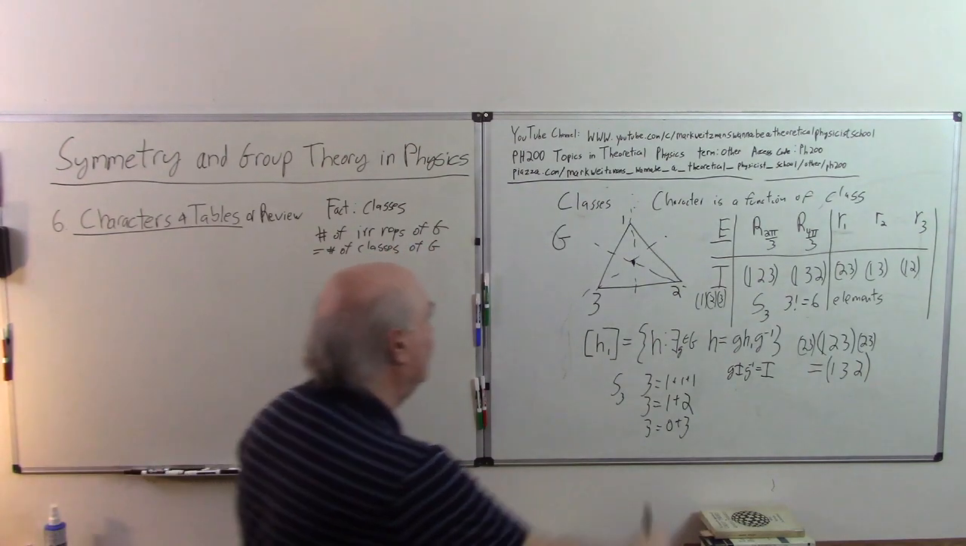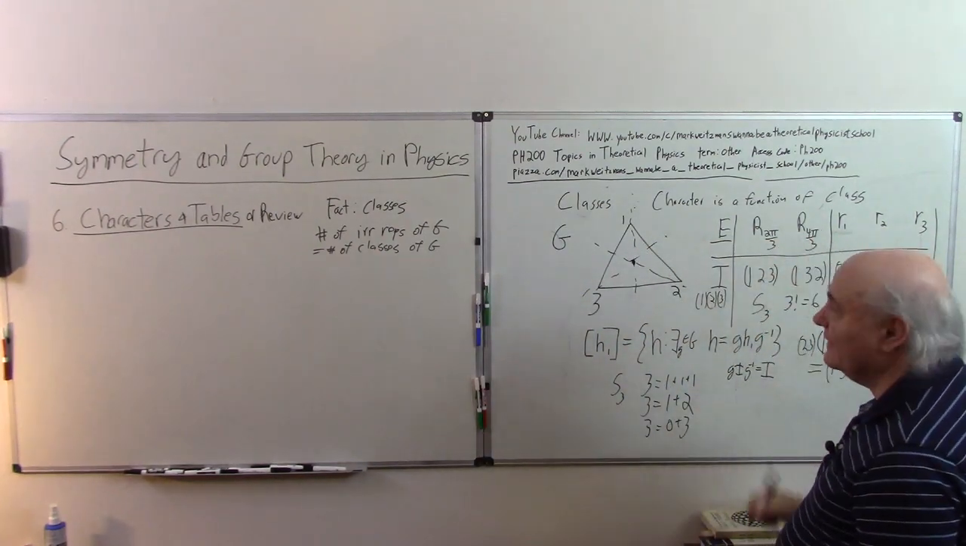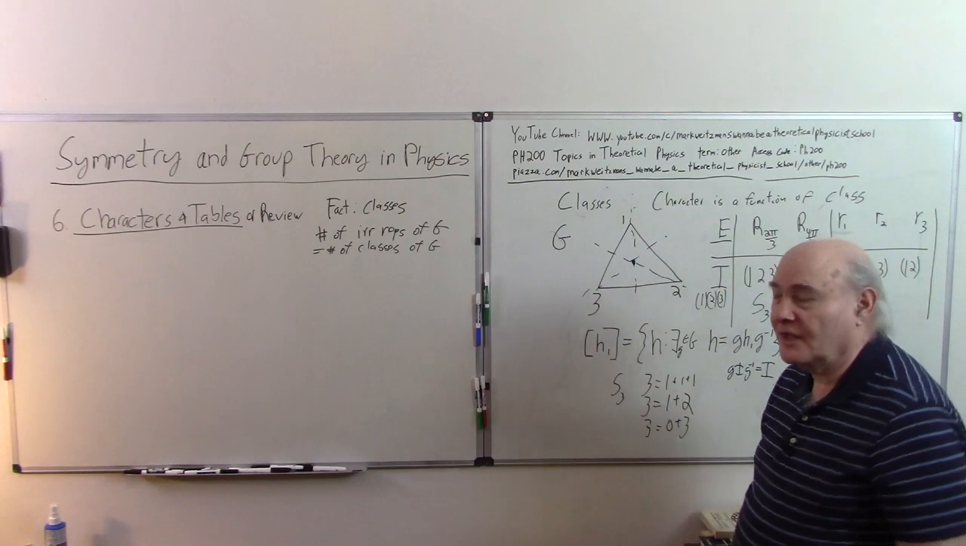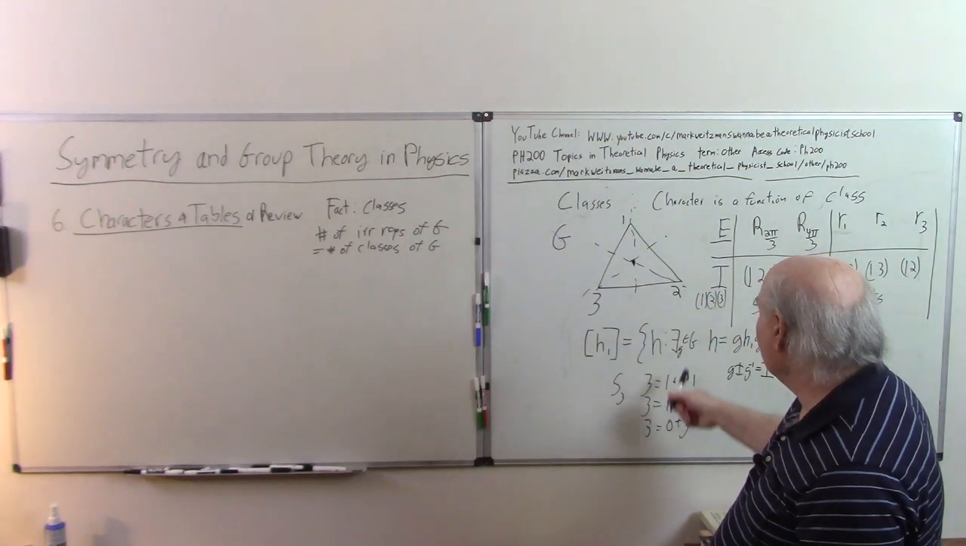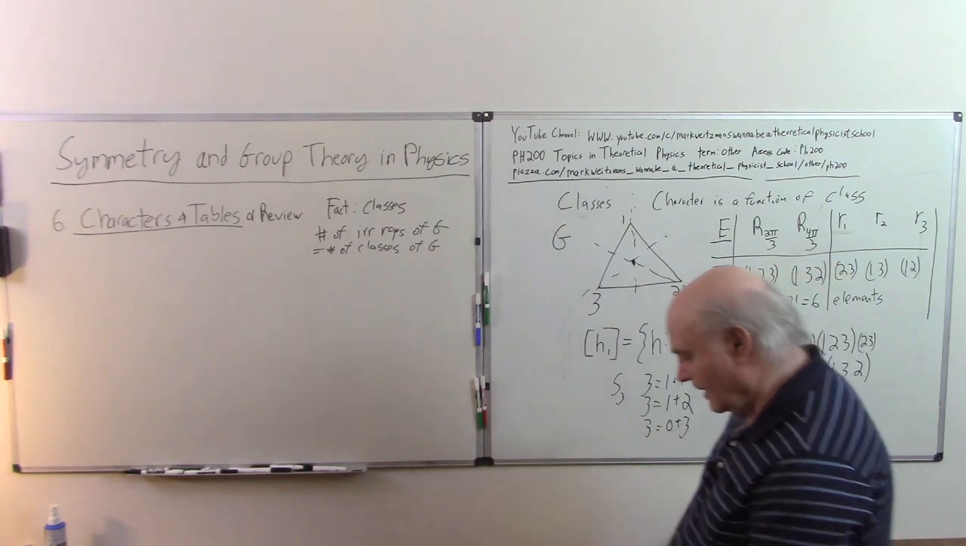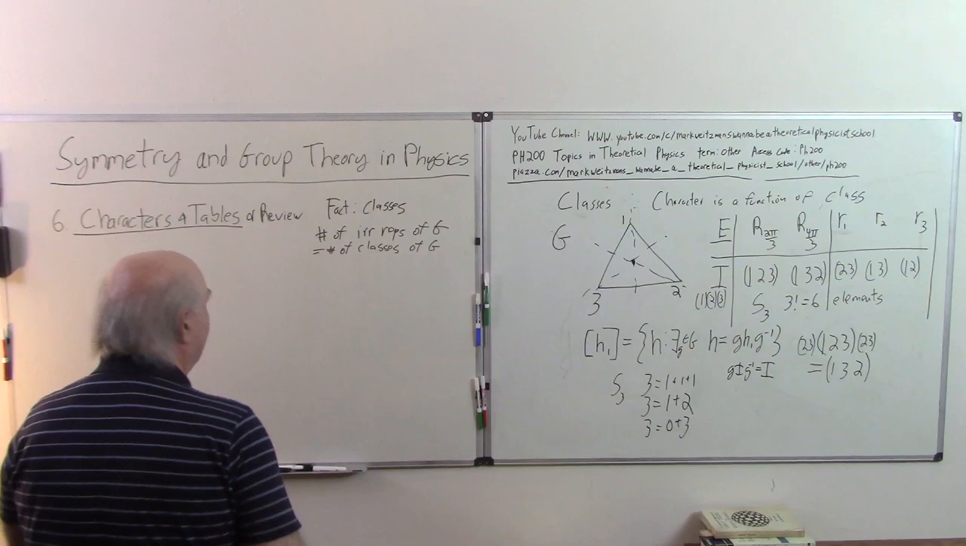So for this symmetry group, S3, we have 3 classes. That tells us there's going to be 3 irreducible representations of the symmetry group S3. Now, I'm going to put up a bunch of representations of S3.